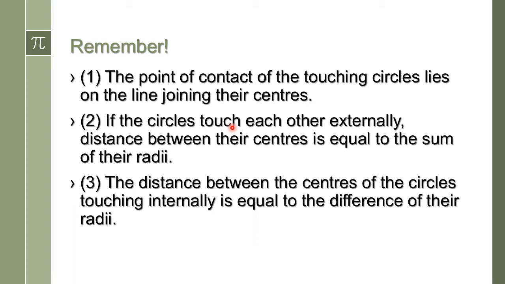Second point, if the circles touch each other externally, that means case 1 where the two circles were touching from the outside, one is not lying in the other, both are lying outside, then the distance between the centers will be the radius of the first circle plus the radius of the second circle. Whereas in the second case, the distance between the centers of circles touching internally, where one circle is lying within the other, is equal to the difference of the radii. If you subtract the smaller radius from the larger radius, you will get the distance between their centers.